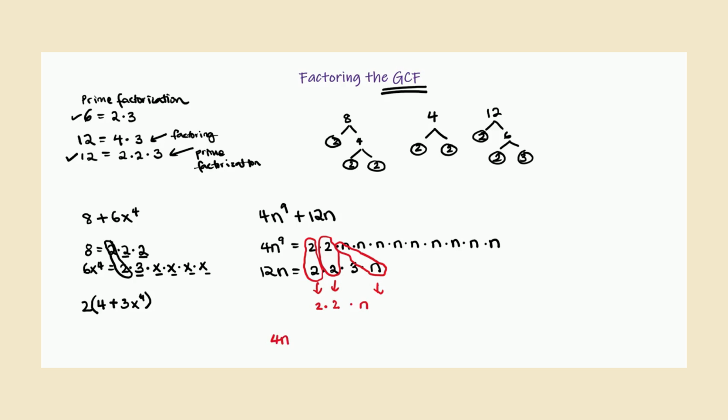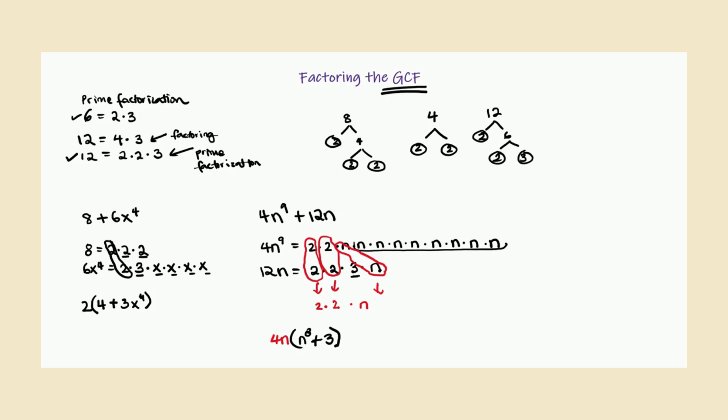So we'll write 4n outside the parentheses, multiplied by what's left. So we've taken out 2 times 2 times n, which is 4n, and what we're left with is 8 n's. So n to the power of 8. The sign is positive, so we keep the plus here. And then once we take out 2 times 2 times n, which is 4n, we're only left with 3. So then this is 4n times n to the 8th plus 3. And that is how you factor the GCF.